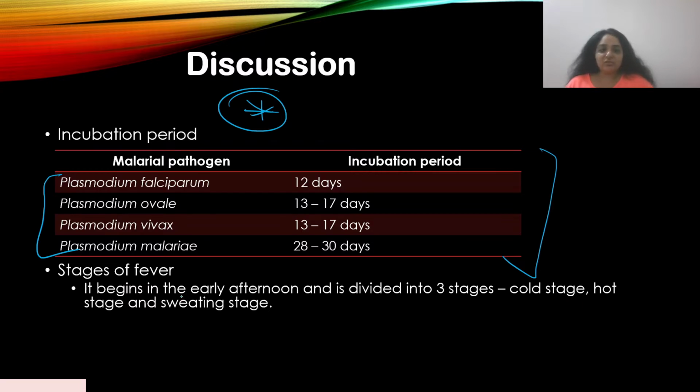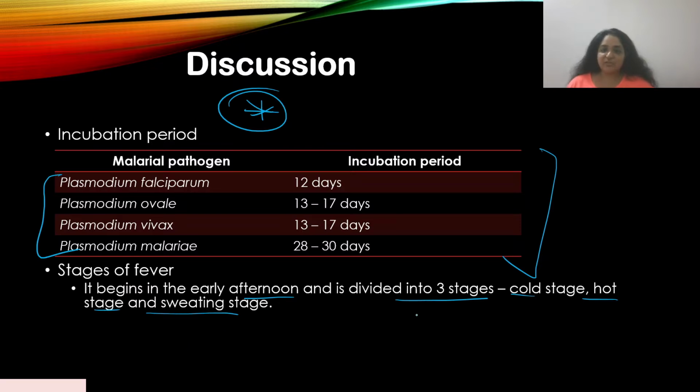So the stages of fever, this fever pattern is also like a cycle. It begins in the early afternoon and is divided into 3 stages: cold stage, hot stage, and sweating stage. So if you notice that a fever in a patient is happening during this time, there's a possibility that this person has malaria.